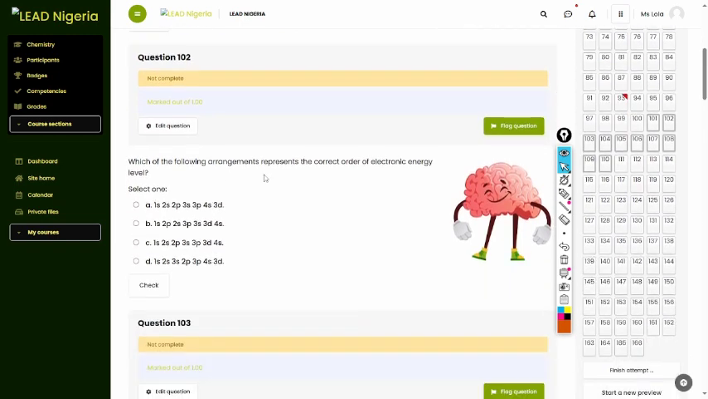Which of the following arrangements represents the correct order of electronic energy levels? Okay, so it's 1s, 2s, 2p, 3s, 3p, 4s, then 3d. So 4s has a lower energy than 3d, so it comes before 3d. So the correct answer would be A.